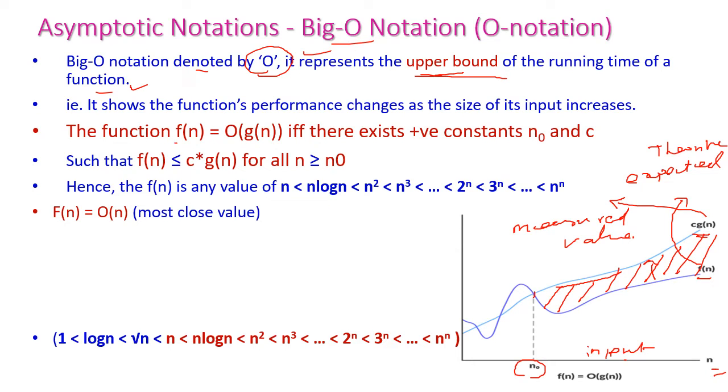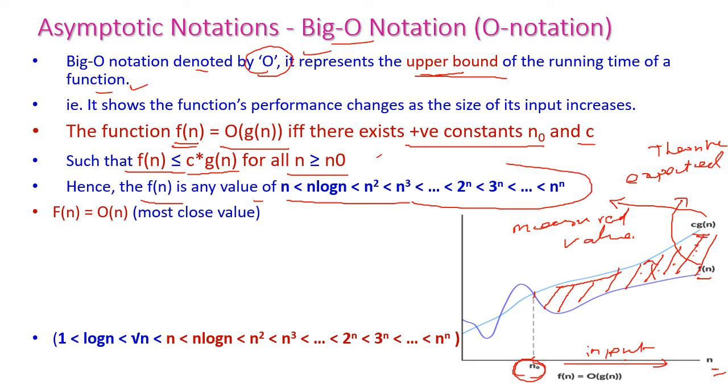The function f of n is equal to O of g of n if and only if there exist positive constants n0 and c, which may be anywhere in this region, such that f of n is less than or equal to c times g of n for all n greater than n0. For all n in this input range. Hence, f of n is any of these values.